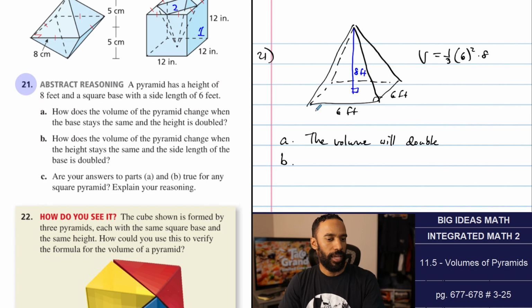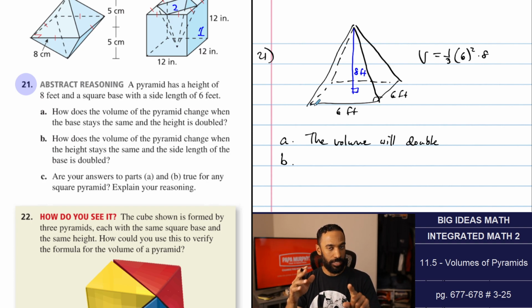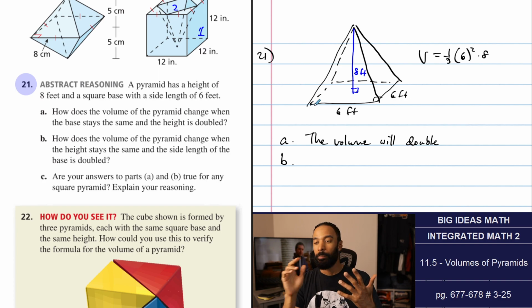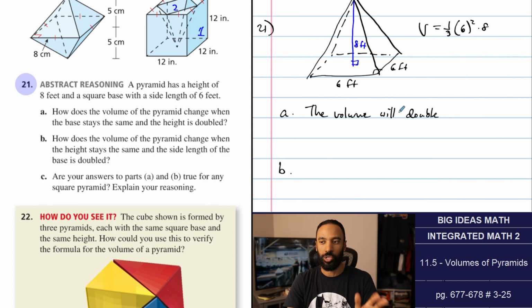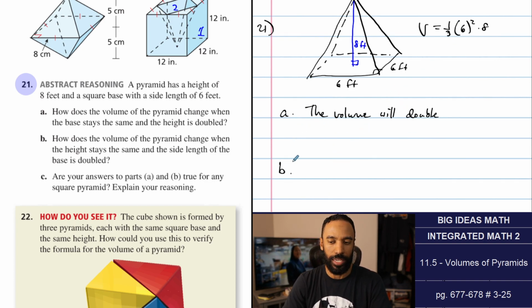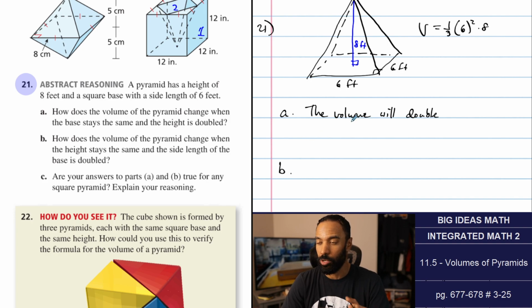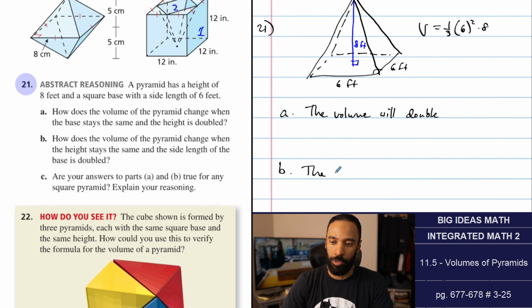So part B, how does the volume of the pyramid change when the height stays the same and the side length of the base is doubled? You have to remember that the base is a square, so both sides have to double. Let's actually do some of these, but I'll show you how that changes. It's going to be different. I'm going to tell you now the volume will quadruple. Hopefully we can recognize why in a moment. If not, let's go ahead and actually do them.